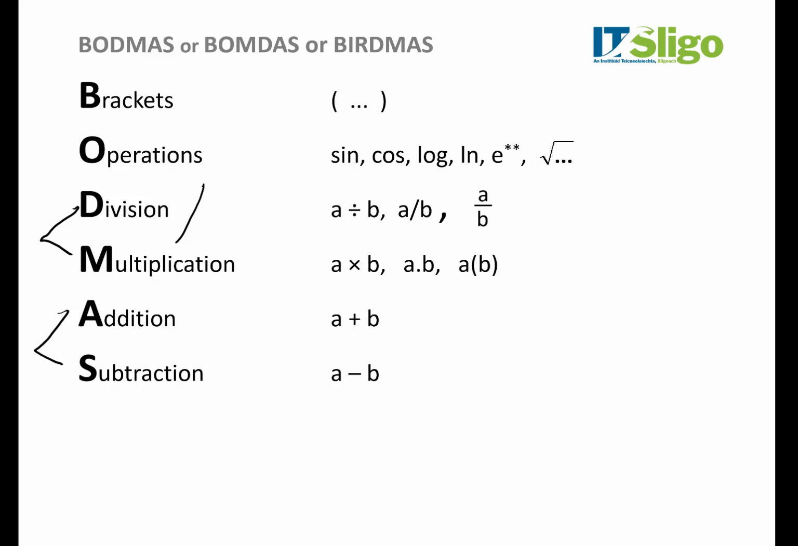So really this list should look like: do the brackets first, then do any operations, then multiplication or division, and then addition or subtraction. And this is where some of the different spellings come out of. Sometimes people put the D first and that gives you BODMAS. Other people put the M first and that gives you BOMDAS. But the main thing, guys, is these are actually on the same level. And I'll discuss that in more detail. So we'll take a look at a typical problem.